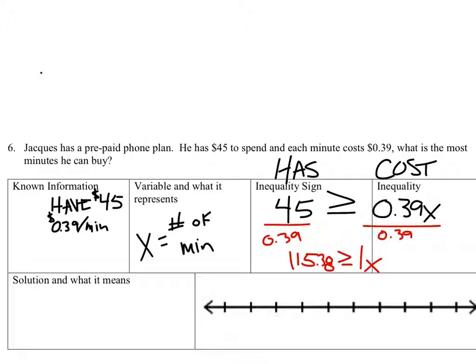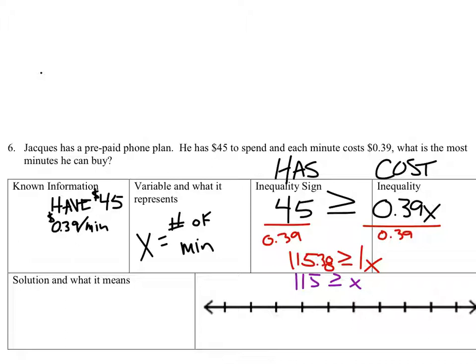However, the problem with this is that they don't usually sell minutes by the decimal. So what they will do is charge him 116 minutes. But can he purchase 116 minutes? No, because he doesn't have enough money. So it looks like the most he can purchase is 115 minutes. So he could purchase 115 minutes, equal to that or less, with his $45. Nice job, Jacques.